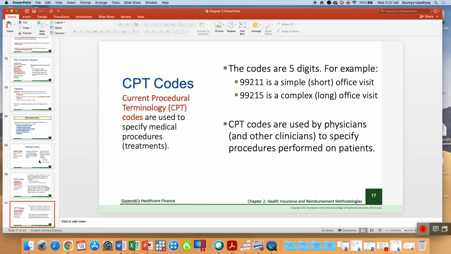The current procedural terminology codes are also called CPT codes, and these codes are 5 digits. For example, 99211 is a simple short office visit, 99215 is a complex long office visit. CPT codes are used by physicians and other clinicians to specify procedures performed on patients.